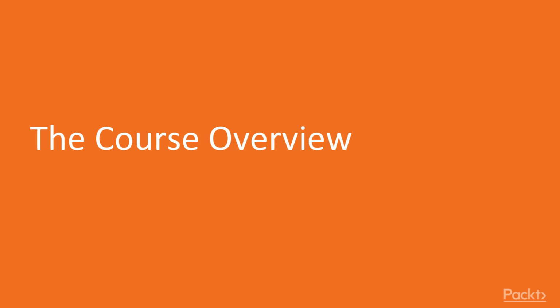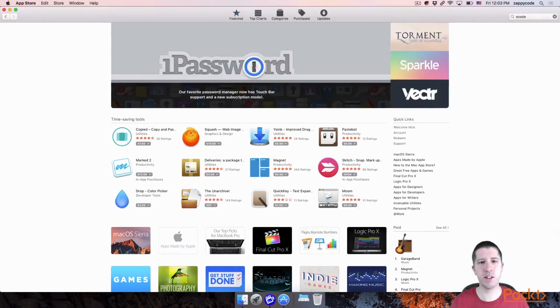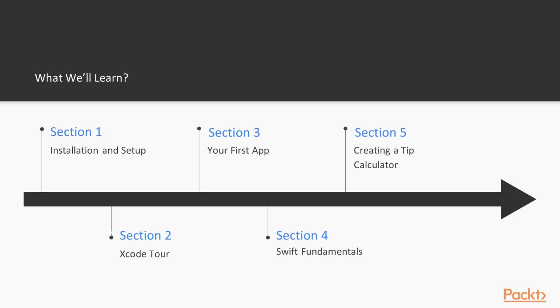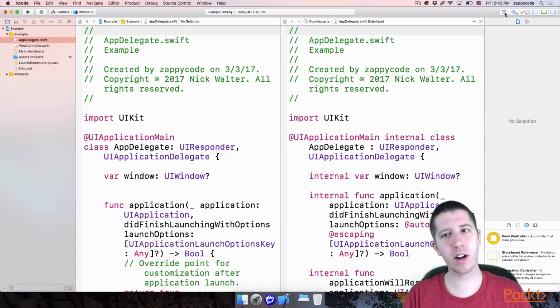So let me go ahead and give you a course overview of what you're looking at in this course. We're first going to start by doing installation and setup. The program that we use to make apps is called Xcode. I'm going to show you how to download and install that. Next, we're going to move on to a tour of Xcode, walk you through how you can make apps, also what the Swift Playground is. That's an awesome way to learn Swift. We'll come back to that.